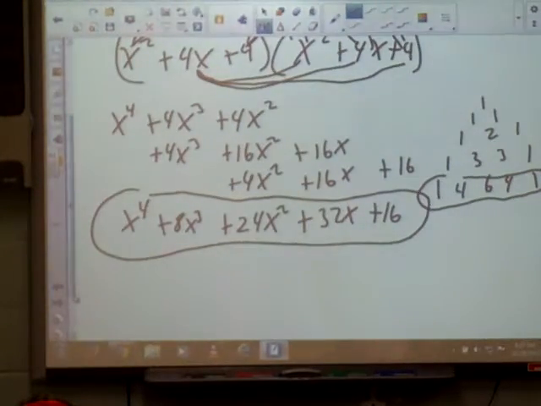Alright, last thing on our bullet up there is multiplying functions. So let's multiply some functions.